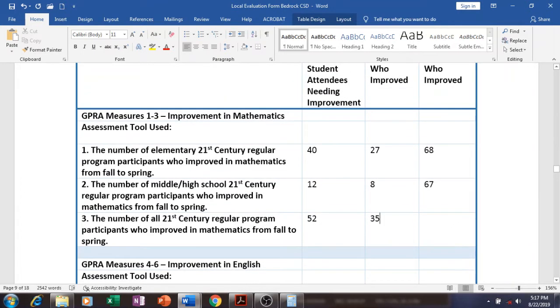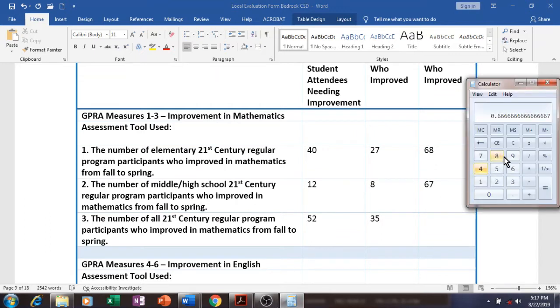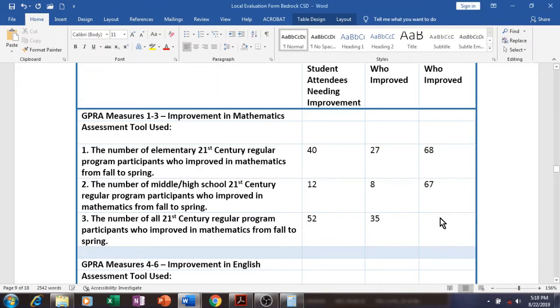Then we need to figure the percentage. You cannot add the percentages up. That would be more than 100%, so obviously that's wrong. Once again, you have to pull up the calculator. You take the smaller number, the number that improved, 35. You divide by the larger number, the students needing improvement, 52. We get a percentage of 67.3, 3 is smaller, so we round that off to 67%.